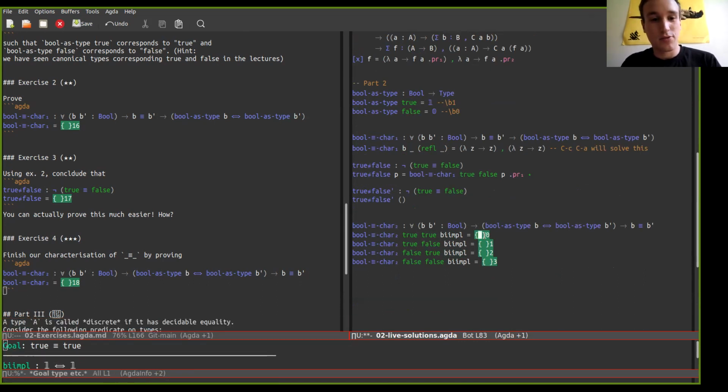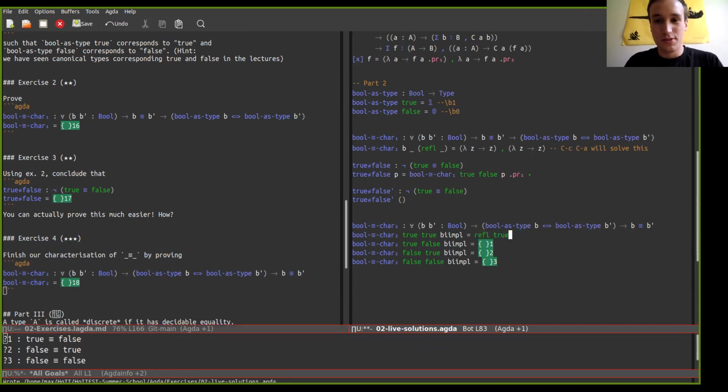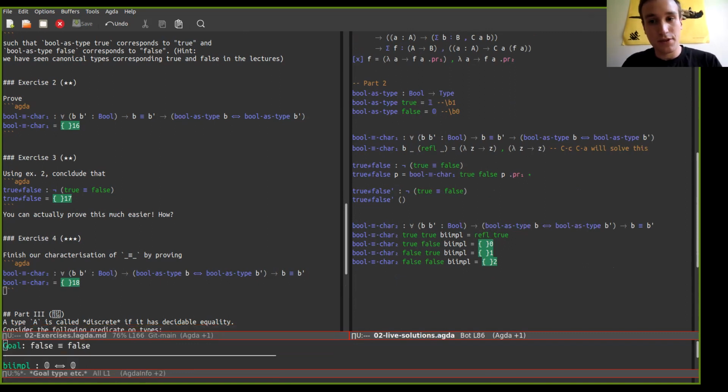Case 1, true equals true. Well, that's just REFL. And maybe we jump down to here. False equals false. Well, this is just REFL for false.